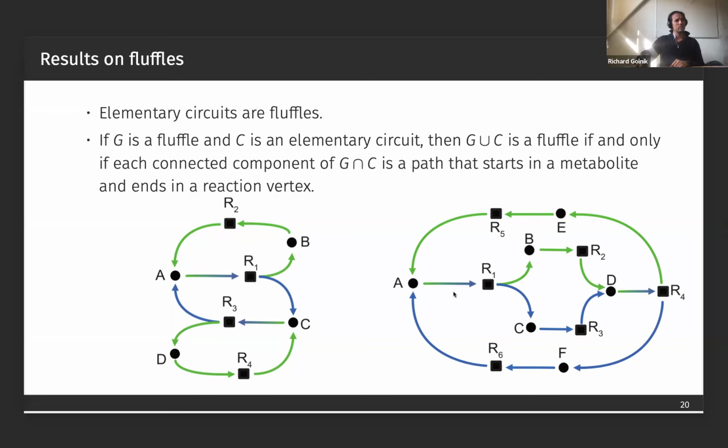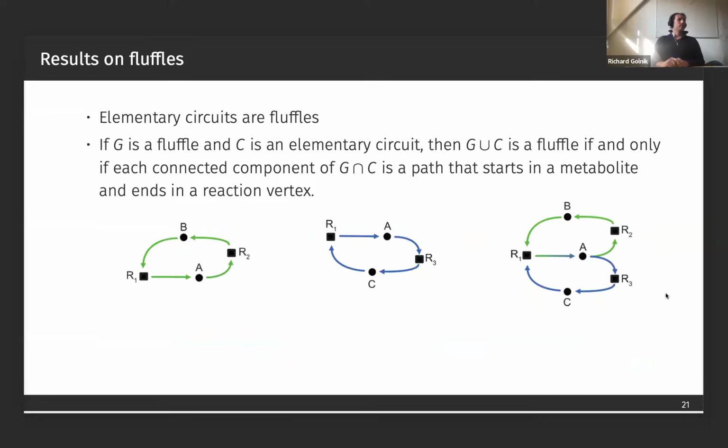So you can also have several disconnected components of the intersection here: A to R1, and then the green one is taking this deviation, the blue one this deviation, and then D to R4 is again the common path. And then you get, again, a fluffle.